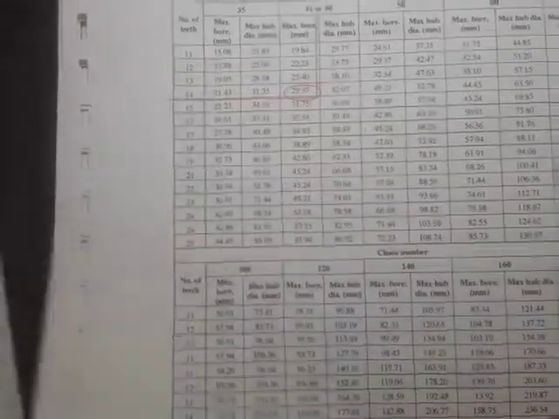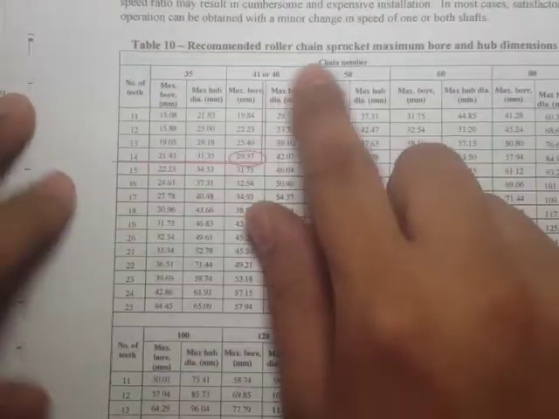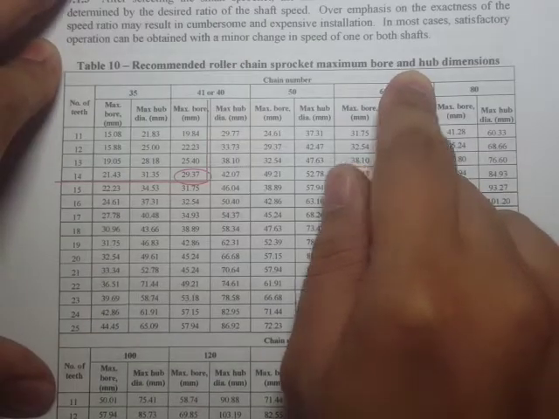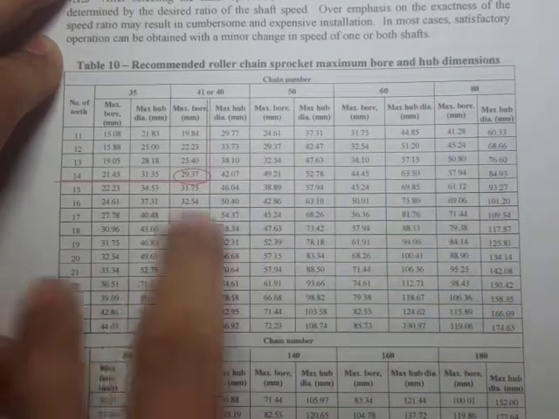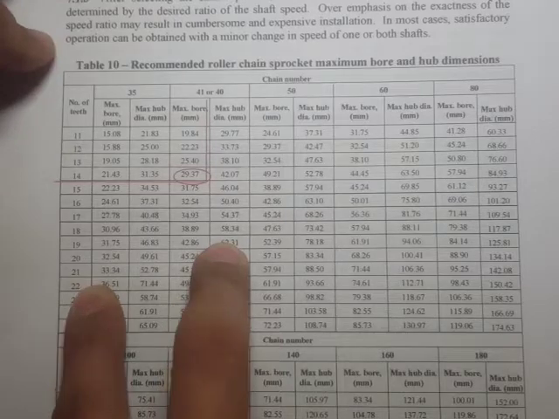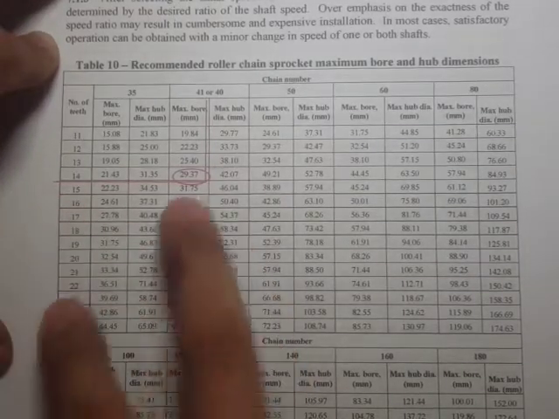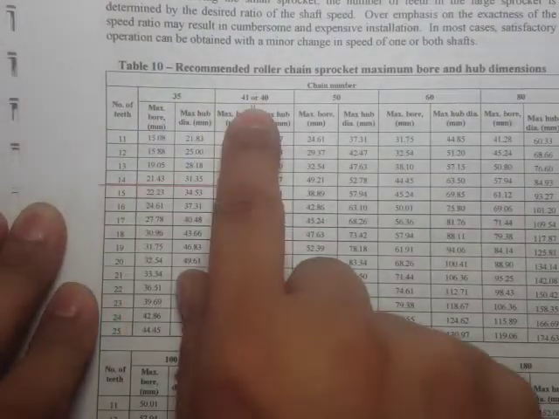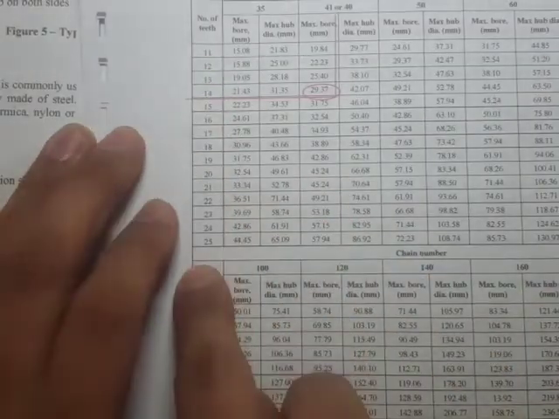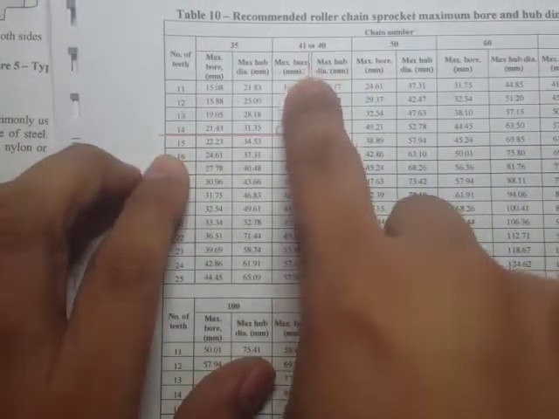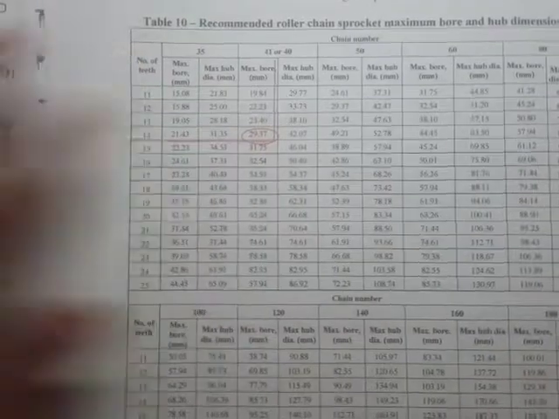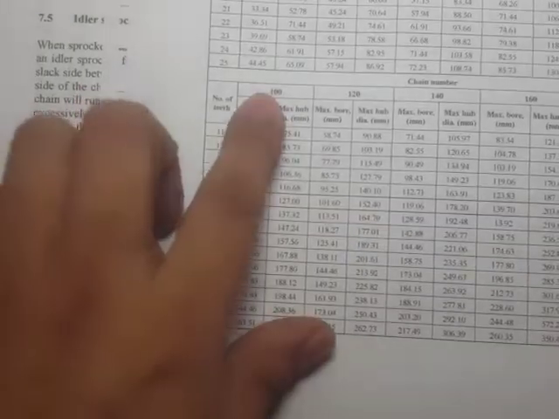Then for table 10, it says here the recommended roller chain sprocket maximum bore and hub dimensions. We have to check this because sometimes it might not fit our shaft. Right here, that's the chain number 35, 40, 50, and here's the number of teeth. At the intersection, for example the maximum bore or the maximum hub, we can find this value. We have chain numbers 100, 120, 140 until 180.